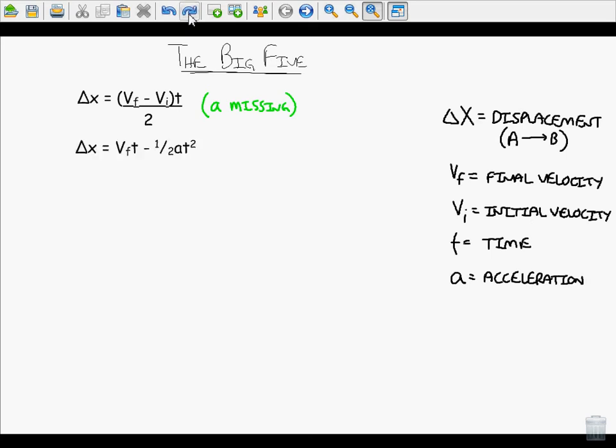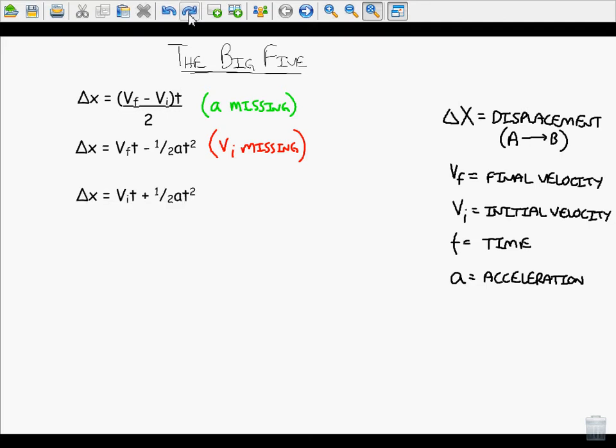Alright, here's the next equation. This equation can be used to find the displacement of an object if we know final velocity and time, and if we know acceleration. This is what's called a quadratic equation, and you may have recognized that because we have a t squared and also another t by itself. You'll notice that in this equation, initial velocity is missing. So if we don't know what the initial velocity is in a problem, then we can use this equation.